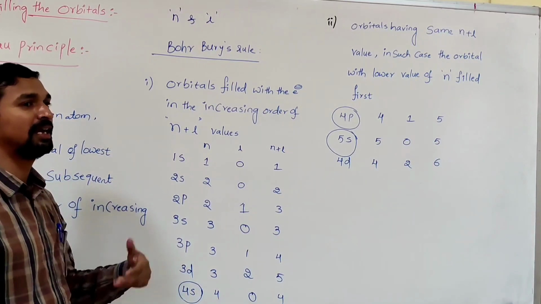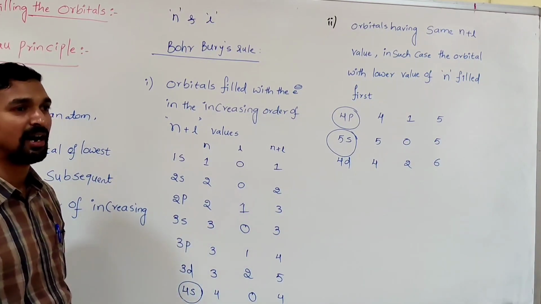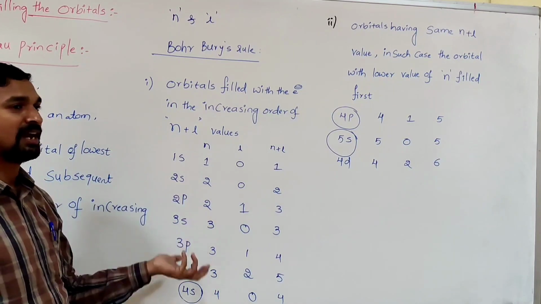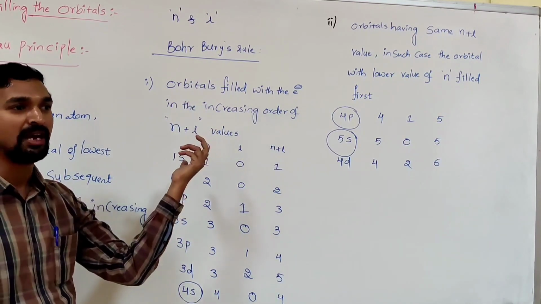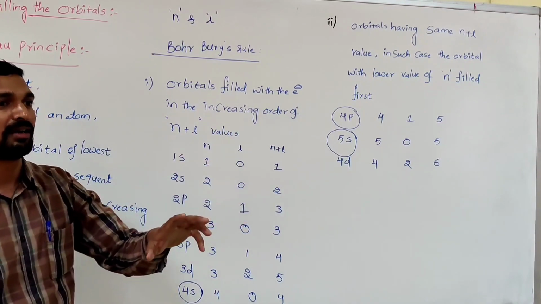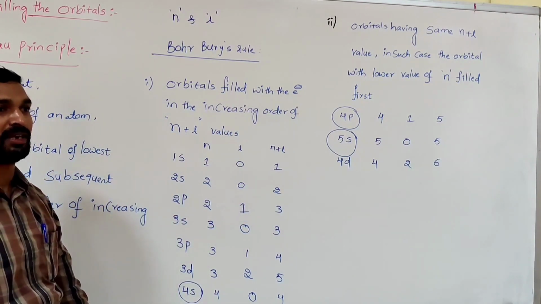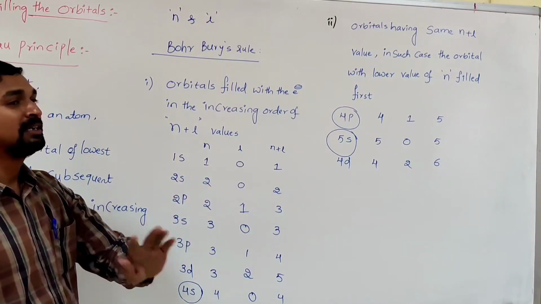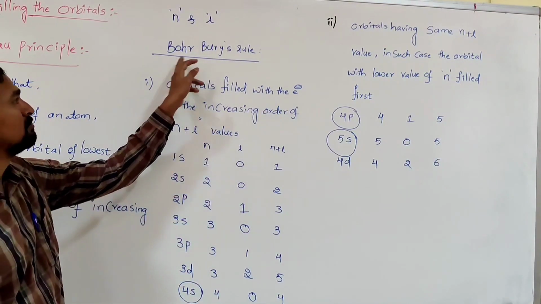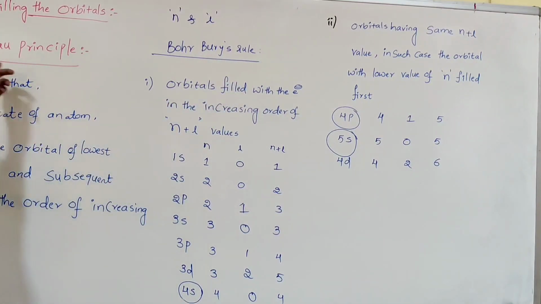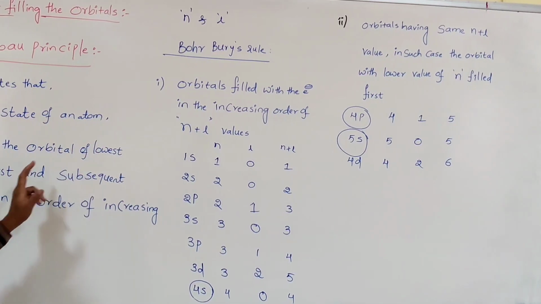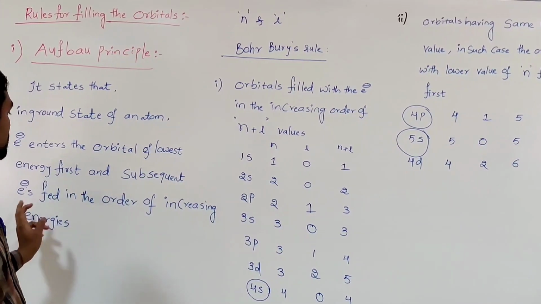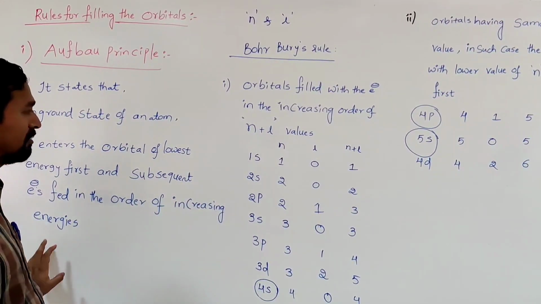So like that, with the help of the n plus L value, we can determine the energy of a subshell. After determining the energy of each subshell, we can easily write the order of all the subshells, which has the lower energy and which has the higher energy. Based on that order, first the electron enters the lowest energy subshell. After that, the electrons go to the higher energy subshells. So this is given by the Aufbau rule, part of the Aufbau principle. That's why I say very clearly, in the ground state of an atom, the electron always enters the orbitals of lower energy first, and subsequent electrons are fed in the increasing order of energies.